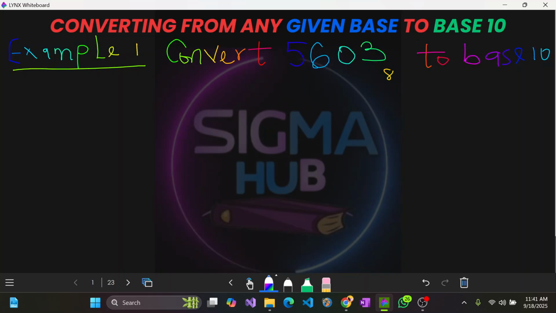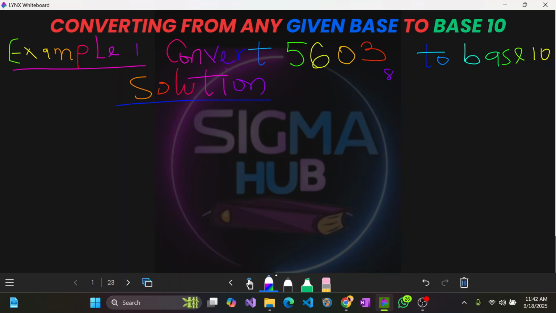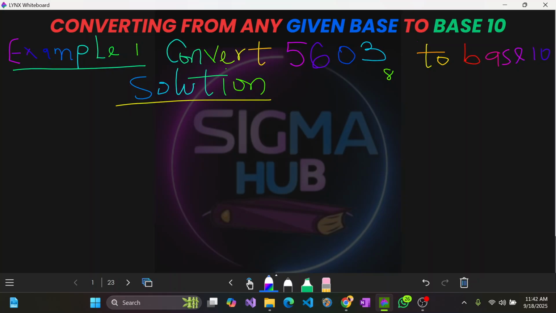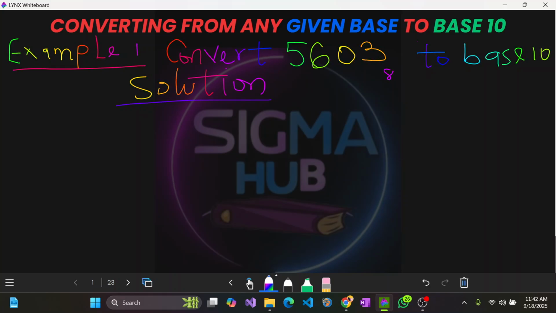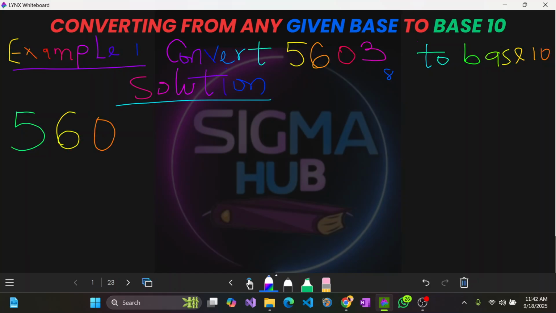So how do we go about this? We have to convert 5603 base 8 to base 10. Solution. The first method we're going to use is called the expansion method. So by expanding, that's method 1. We have 5, 6, 0, and then 3, which is in base 8.